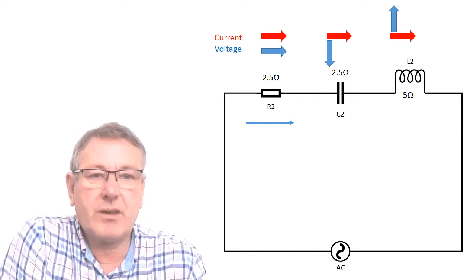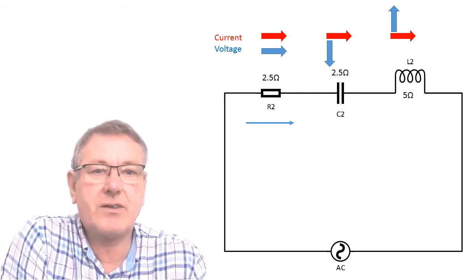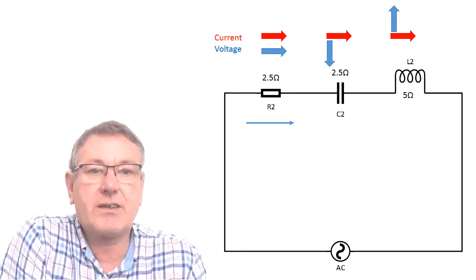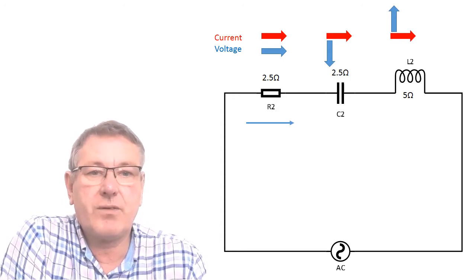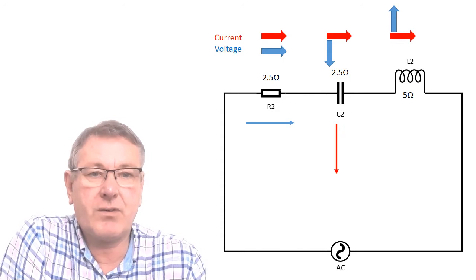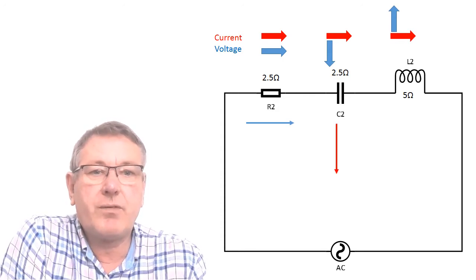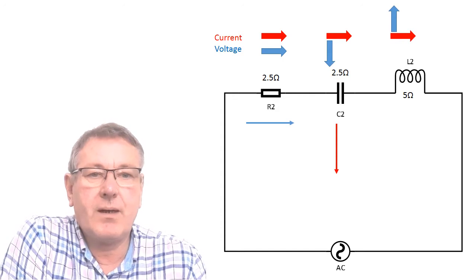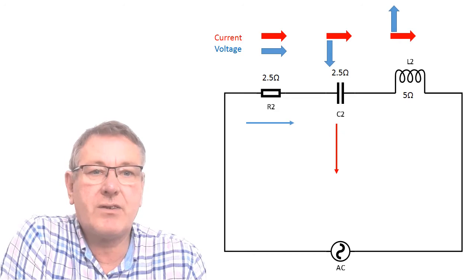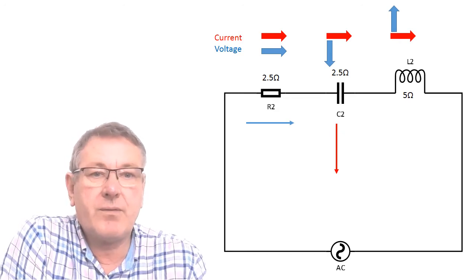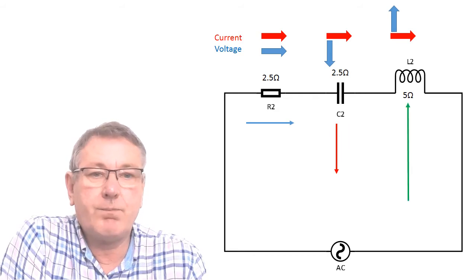And then we'll go to the capacitor. That's got a reactance of 2.5 ohms, so I'm going to scale the arrow 2.5 ohms long, and the current is leading the voltage in a capacitor. So the voltage is pointing down if the current is horizontal. So we'll put the phasor pointing down. And then we'll get to the inductance. The inductance has a reactance of 5 ohms, and the voltage is leading the current in an inductor. So we'll point that reactive phasor pointing upwards.